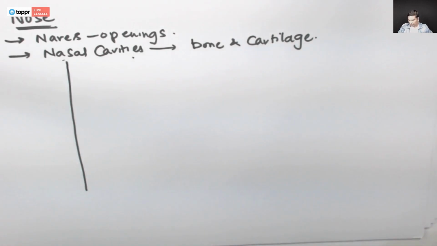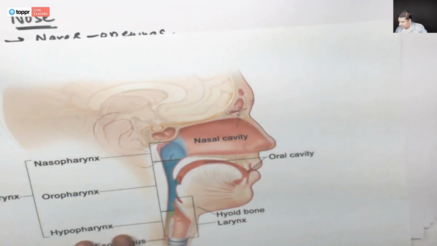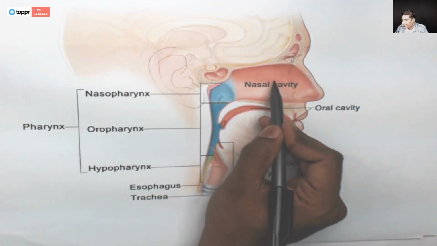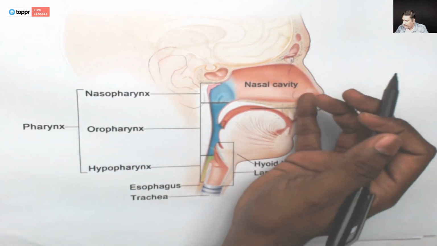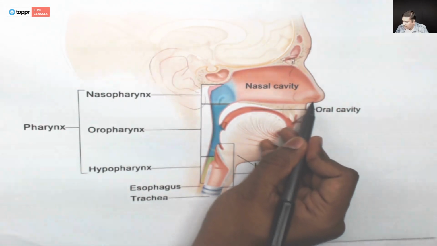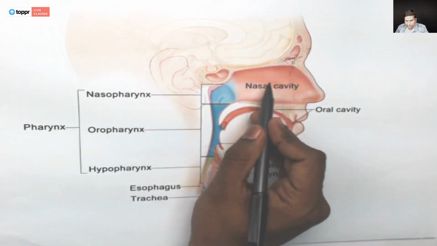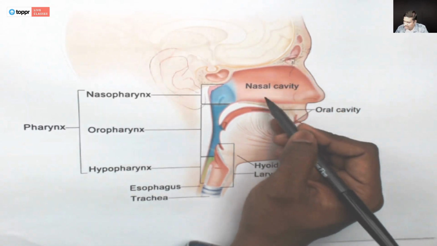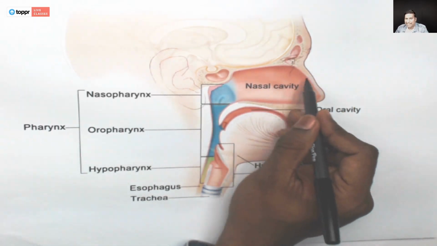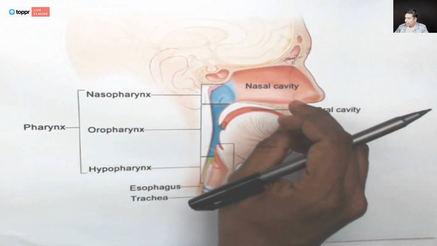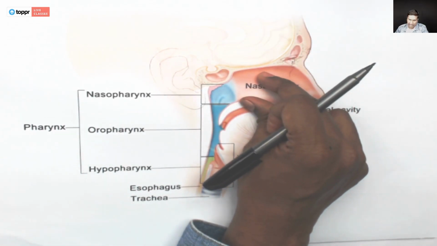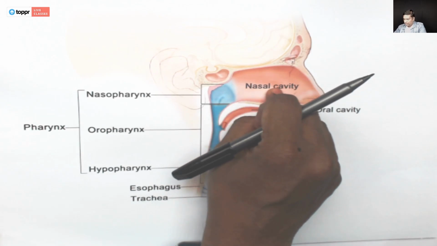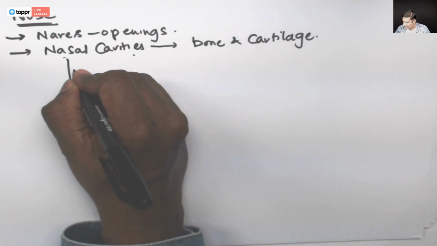Before actually looking at the various details, let me just show you the picture. So these are your nares, and this entire thing is your nasal cavity. From, let's say, the left opening, you have one half of the nasal cavity here, and the other half is on the other side, and these two cavities are separated by a bone and cartilaginous material. Now this nasal cavity has several other things that you have to remember. What are the things in the nasal cavity that you should remember?